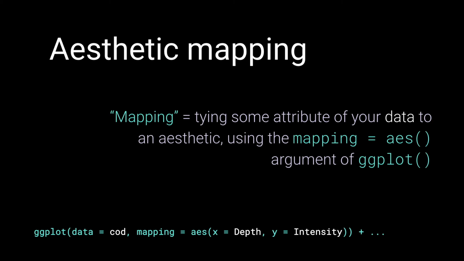So we're mapping that variable, that attribute of your data, to an aesthetic, which is, in this case, an axis, an x-axis or y-axis. We could also map, for example, the year variable to a color aesthetic so that each year has a different color. So that's what I mean when I say you're mapping your data to an aesthetic. You're telling an attribute of your data where to go and how to be represented on your graph.